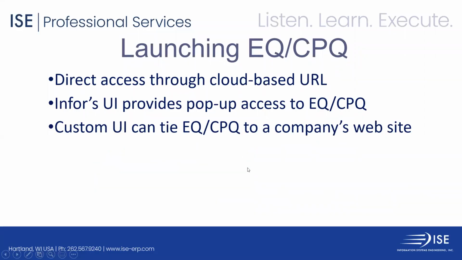So there's basically 3 ways to do it. You can have direct access through your cloud-based URL that Infor provides you. Simply enter that URL in a web browser, set it up as a favorite, that kind of thing. Also, Infor has a user interface where you can get pop-up access to EQ, Cloud CPQ.